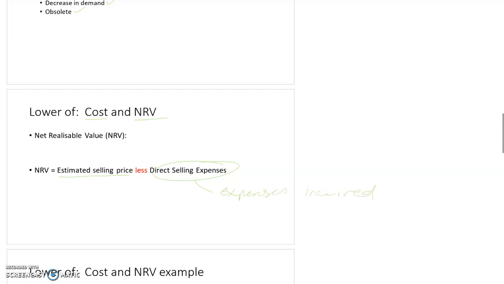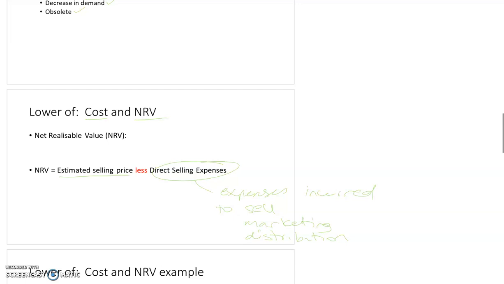incurred to sell the inventory. So it might be things like marketing, distribution costs. The business might even throw in free gifts when the inventory is sold, which would itself be a direct selling expense. So as you're introduced to questions, direct selling expenses will hopefully become quite clear what they are and what they aren't.